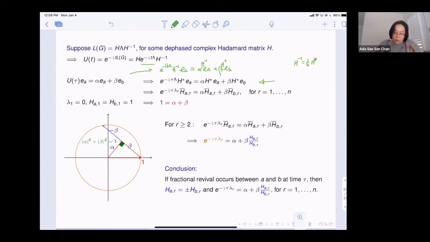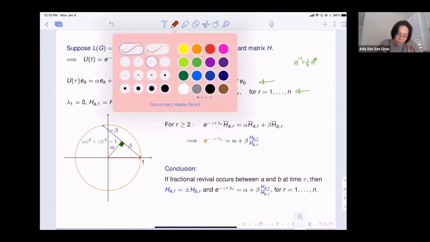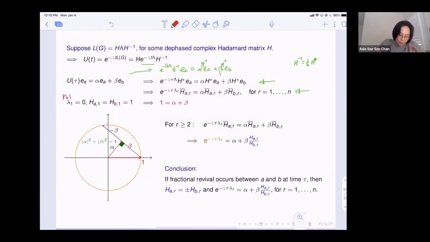Now then, if I look at the R entry of both sides, then H star EA is just really the AR entry of the conjugate of H. Okay, so I get this second equation here. Now, let's say R equals 1. So let's just restrict ourselves to the first entry.